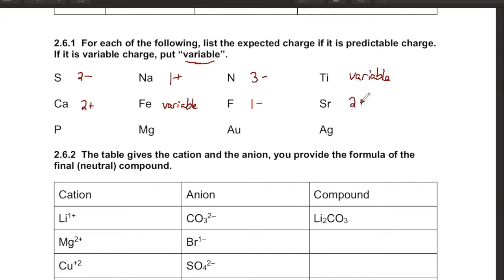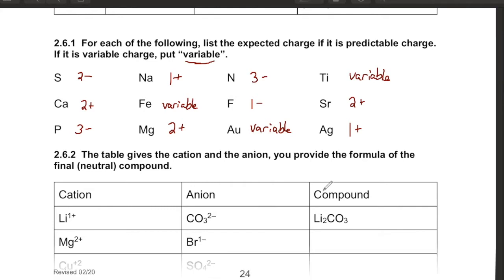Fluorine would have a -1 charge. Strontium would have a +2 charge. Phosphorus would have a -3 charge. Magnesium would have a +2 charge. Gold is variable. And silver would have a +1 charge.